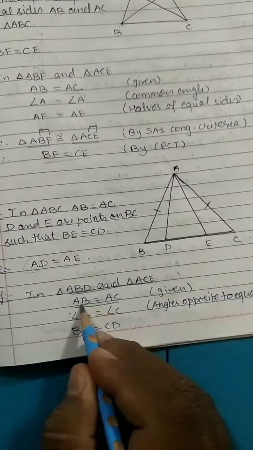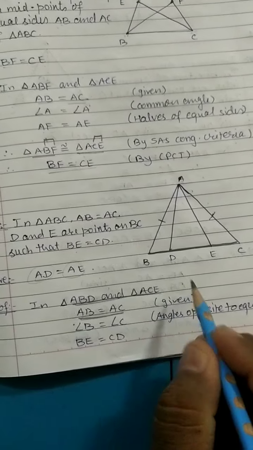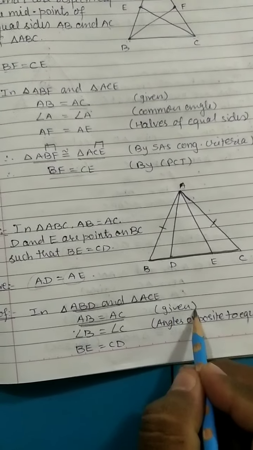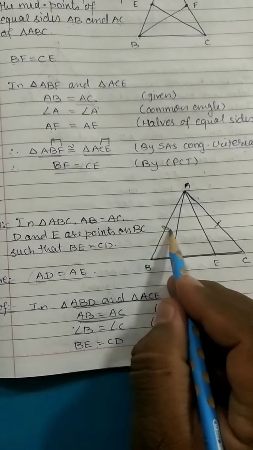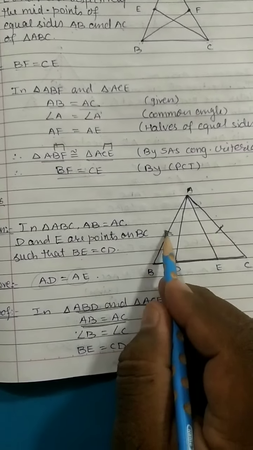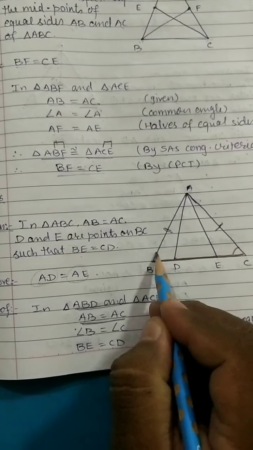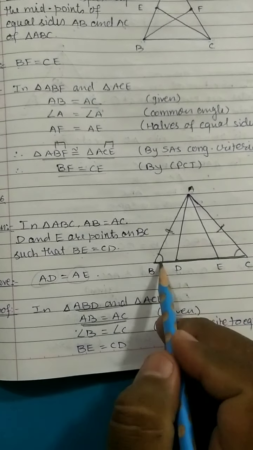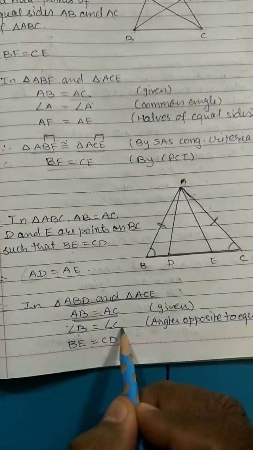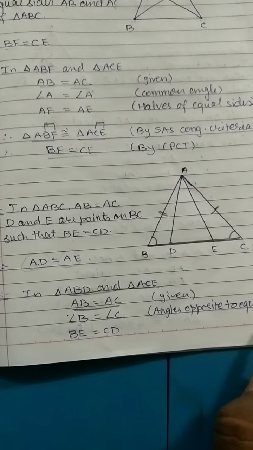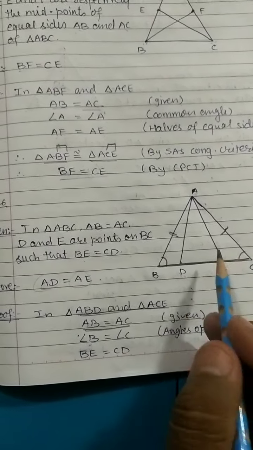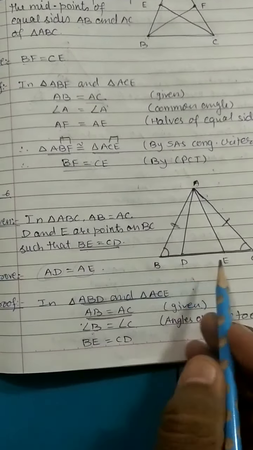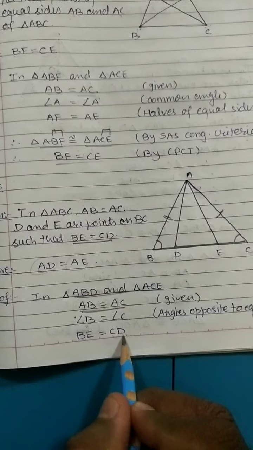First, AB is equal to AC. It is given to us that AB and AC are equal. Angle B, and if these sides are equal, then can we say the opposite angles are also equal? So angle B is equal to angle C. Reason: angles opposite to equal sides. Okay. Now BE is equal to CD is given to us. BE and CD are equal.